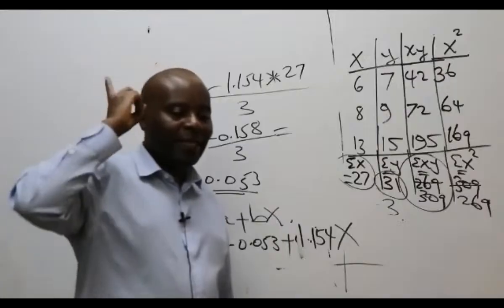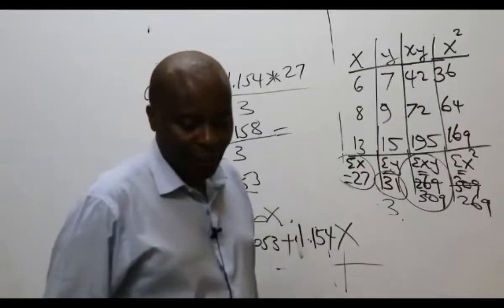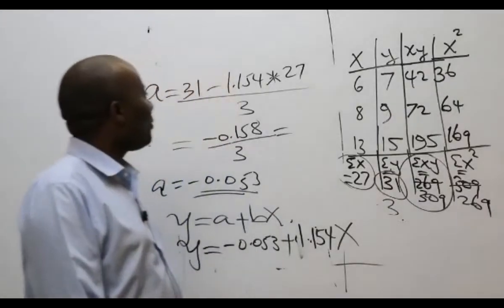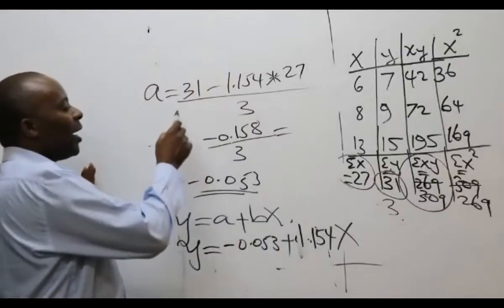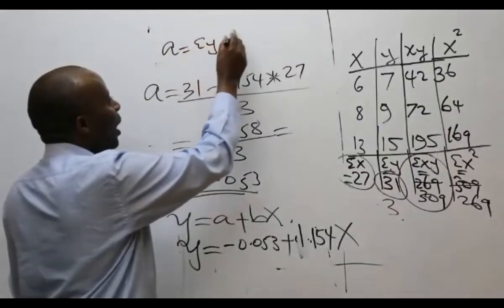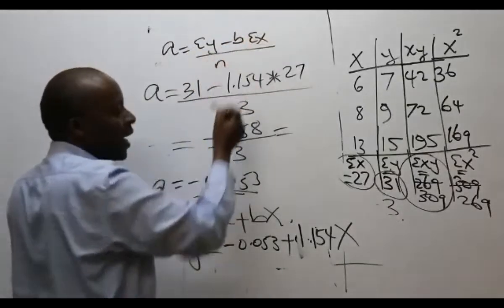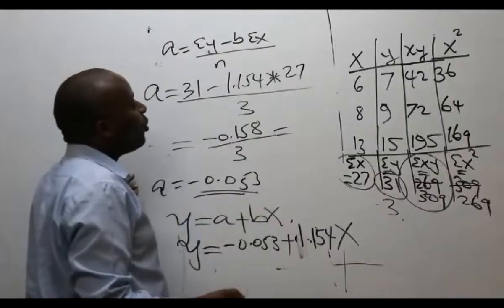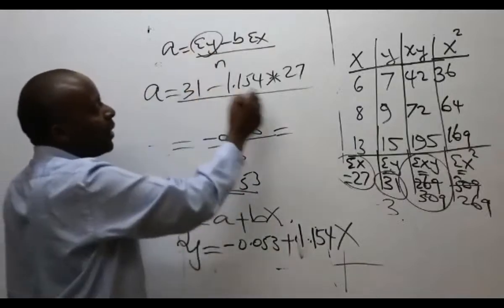Fatma is honest. Fatma amesema she's getting a different value of A. Fatma, angalia. Tumesema A namna gani? Ni summation of y minus b summation of x over n. Ukipata figure tofauti, mimi najua summation of y hapa ni gani jameni?